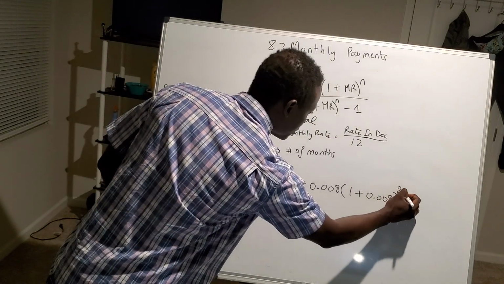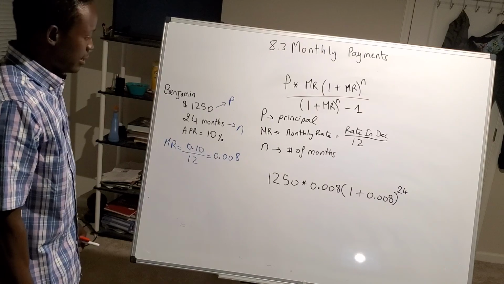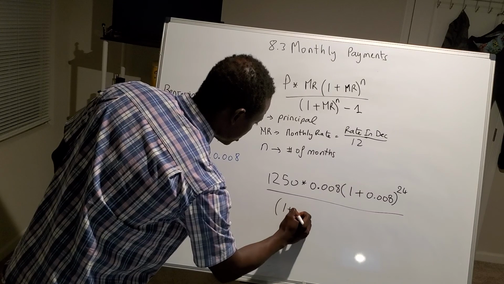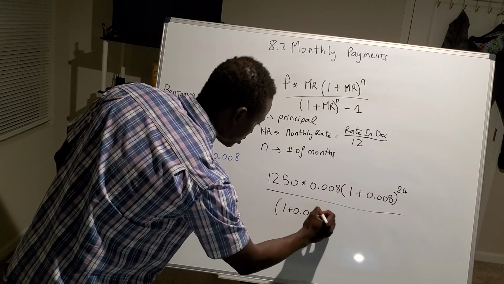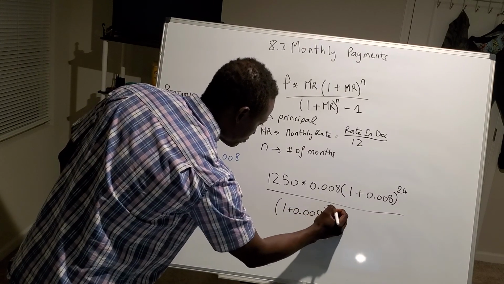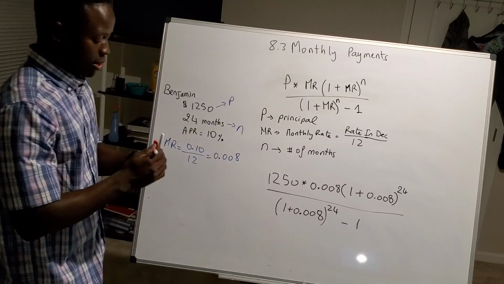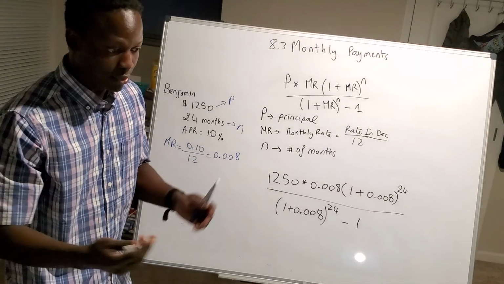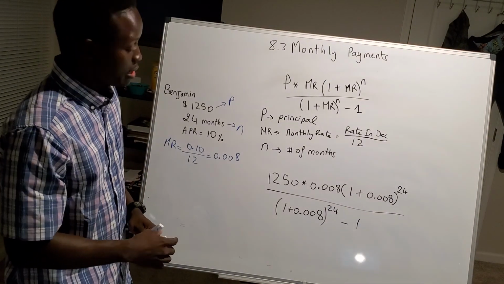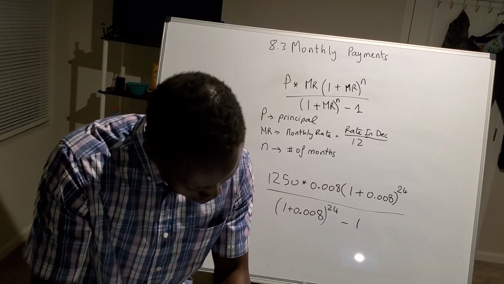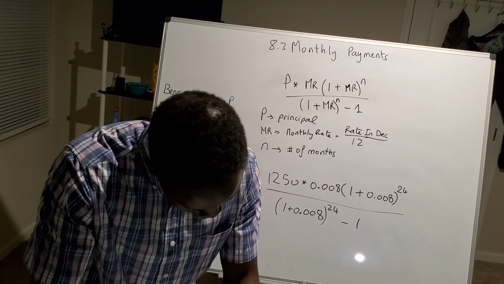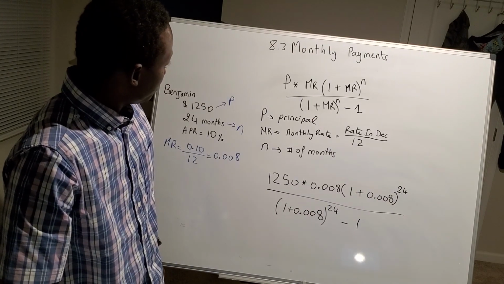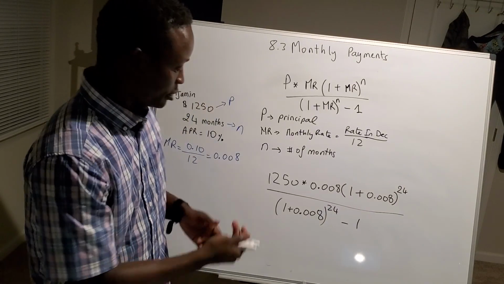to the power of 24, right? All right, and then over here, it's going to be the same thing, 1 plus 0.008 to the power of 24 minus 1, right? Like I said, you're free to use a calculator. I think I got it here. Yes, so it's 57. So the answer, the monthly payment, would be 57.63.